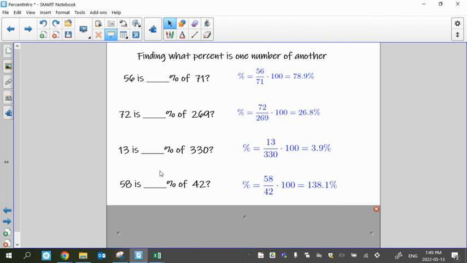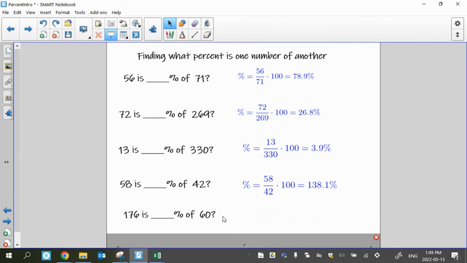The process is the same. Divide the number by the one that is 100%. We're identifying which one is 100% and then multiply by 100. So here we have 176 is a certain percent of 60. So 60 is our 100%. That means that would be the denominator, and the numerator would be 176. We perform this calculation, multiply by 100, and in this case it is 293%. We can see that this is almost three times. 176 is almost three times 60, which would be 300%.